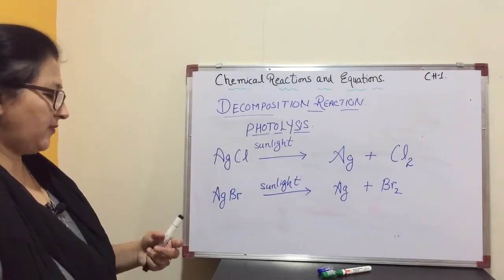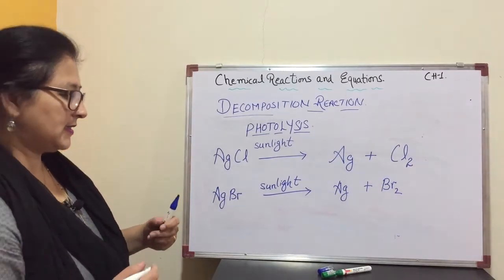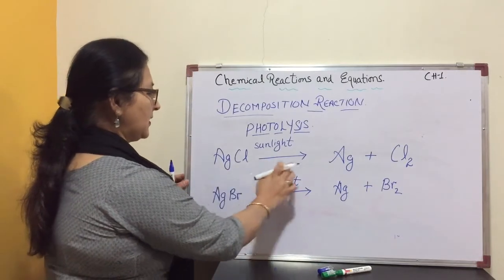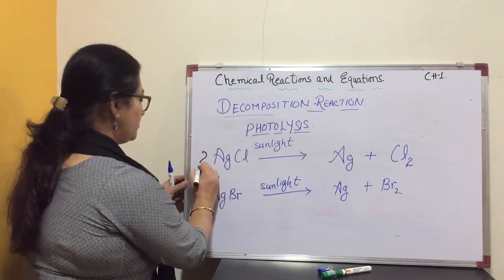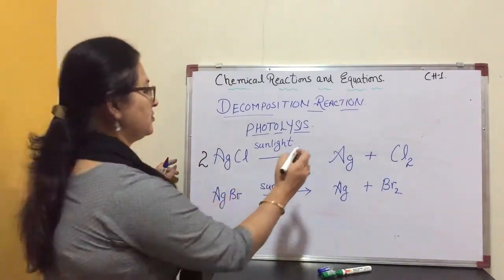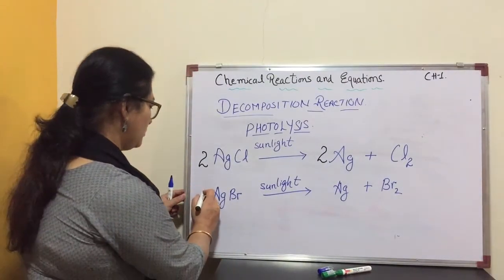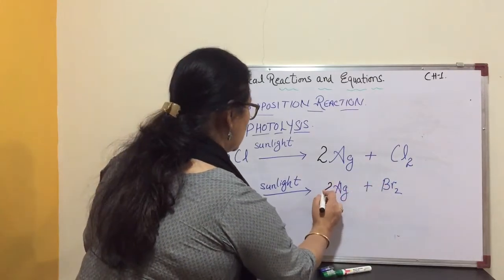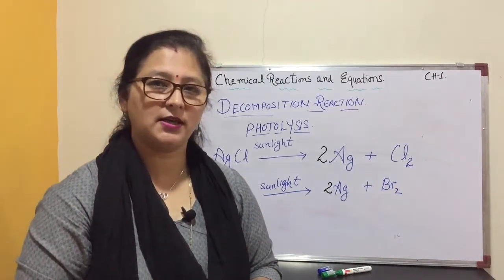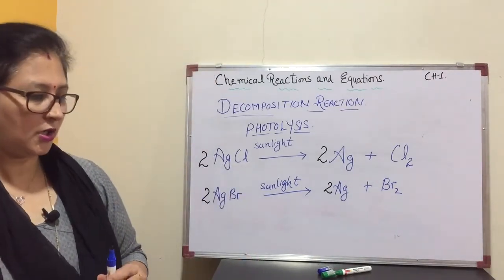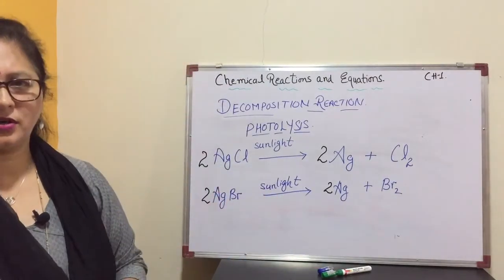Now just see whether the equation is balanced or not. Okay. So let's see AgCl. Ag is 1, Cl is 2 here, only 1, so we will put 2 in front of it. Now Ag has become 2, so I'll put 2 in front of Ag. Clear? Here also the same thing we have to do, 2 Ag. And this type of reaction was used in black and white photography. Now because we don't use black and white photography, it is not in use.